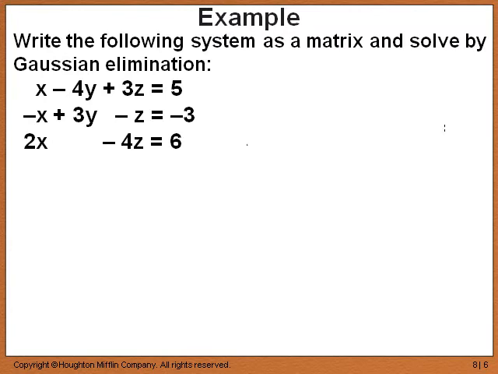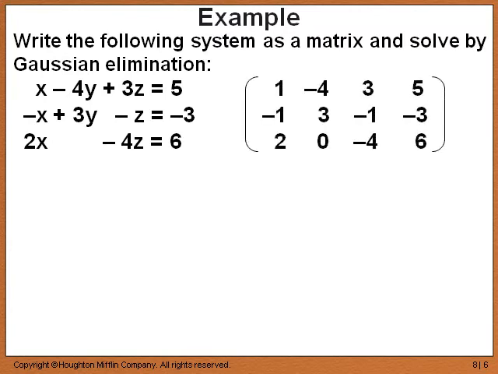And we can write this as a matrix. That matrix would be 1, negative 4, 3, 5, negative 1, 3, negative 1, negative 3, 2, 0, negative 4, 6. And you can clearly see where we got those numbers from. We just got them from the coefficients and constants in the system of equations. So the reason to use a matrix is because it makes your calculation easier. You don't have to write all those x's and y's every time, or all the equal signs. So it cuts down on the time it takes to calculate.